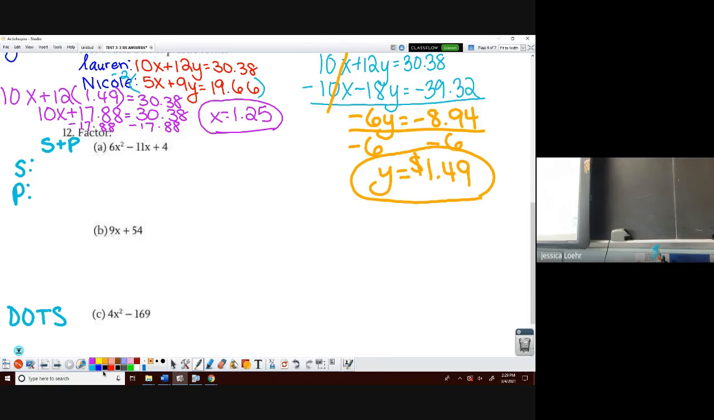T is for 2 terms, so it has to only have 2 terms. This has 3, so I wouldn't be able to use it. S stands for perfect square. 9 is a perfect square, 54 is not, so I wouldn't be able to use dots on this.